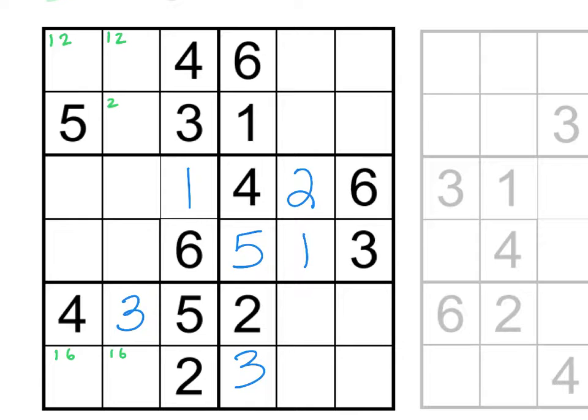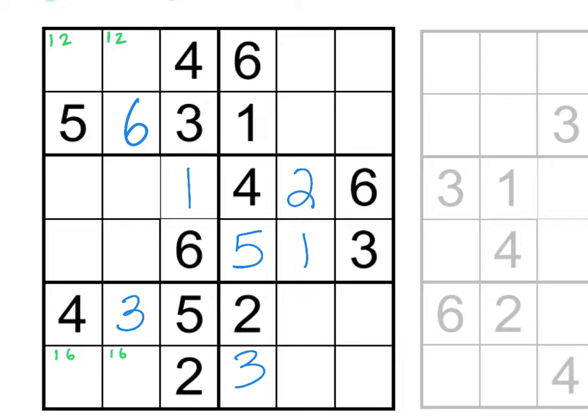I know that my 6, I can't have a 6 up here because there's a 6 across there, which means this one has to be my 6. Okay, so that's my 6 there. So now I can erase this option because I know that that's not what it's going to be. So I know that's my 6. So I know that those are going to be a 1 and a 2.